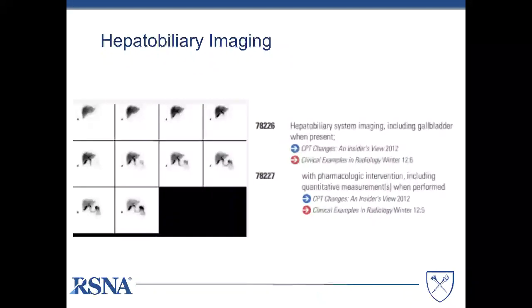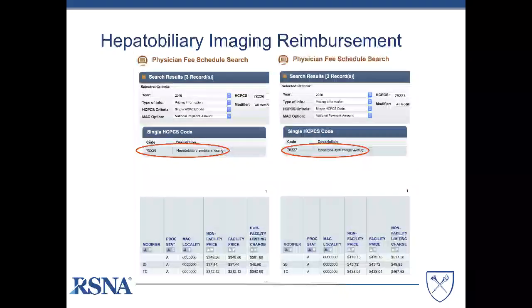Next, we'll take a look at hepatobiliary imaging. Remember that 78226 is used when determining if a patient has acute cholecystitis. However, in the case of chronic cholecystitis or concern for biliary dyskinesia, where a gallbladder ejection fraction is reported, then code 78227 would be reported.